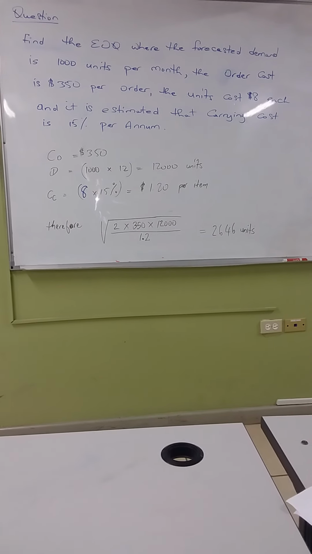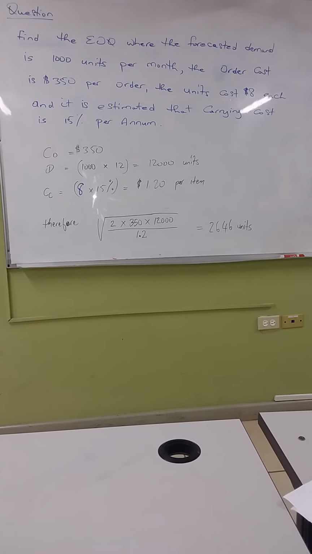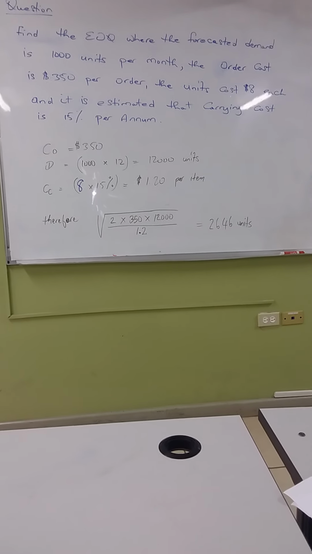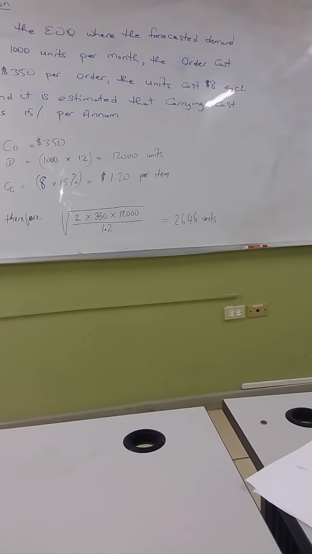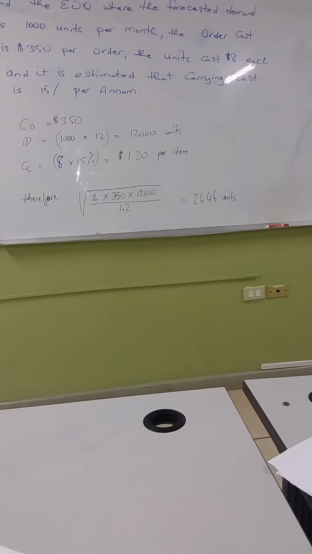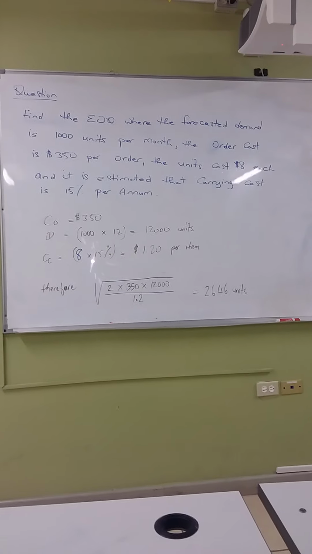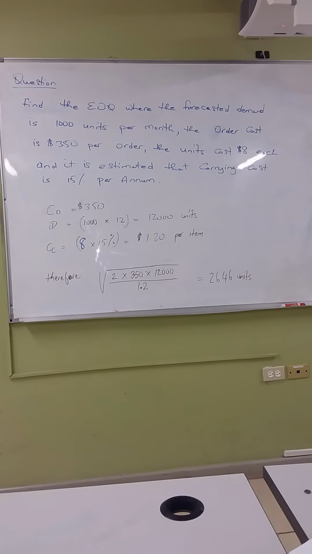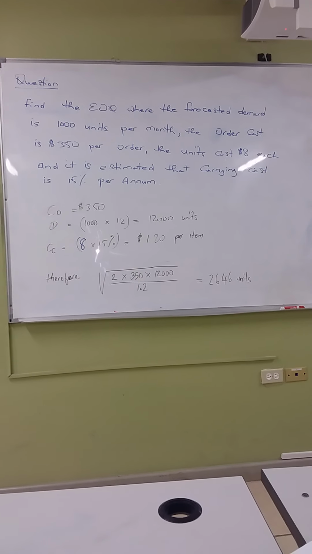When you do the maths, you multiply the top part of the equation, divide it by $1.20, then find the square root, and you'll get a total of 2,646 units. That takes care of the formula for EOQ. So that is all that you need to do when you're finding the EOQ.